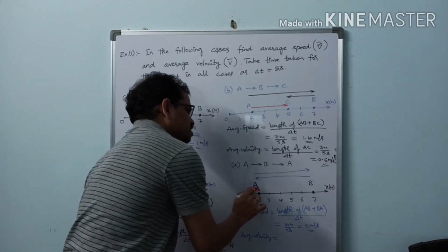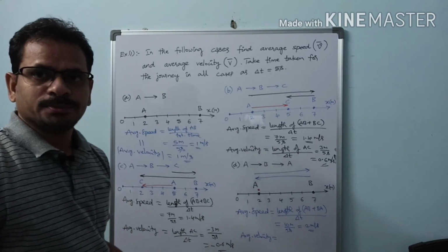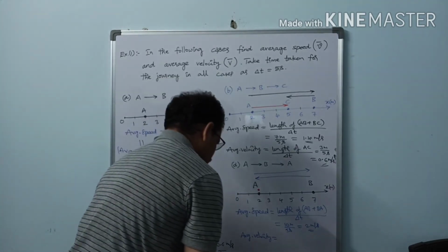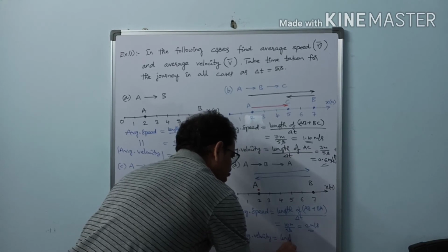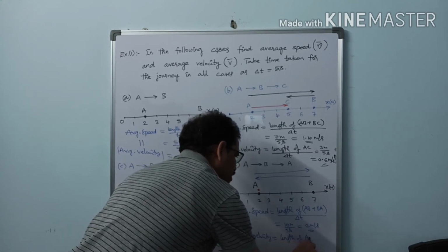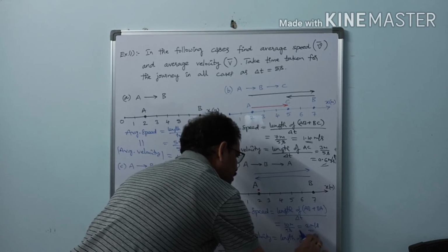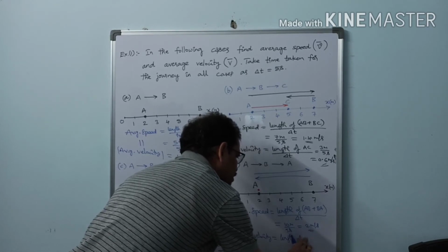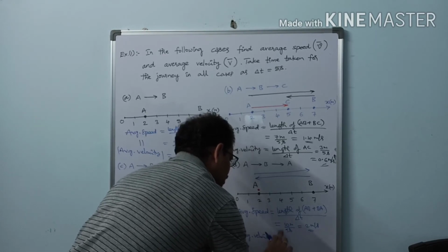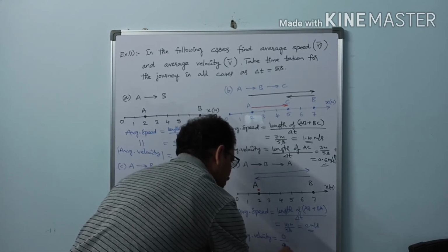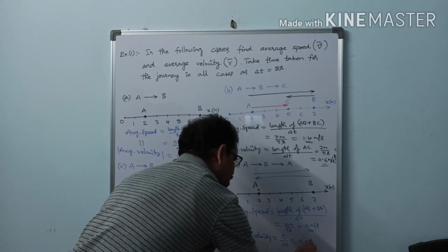So we are left with this dot. What is the length of the dot? 0. So average velocity is equal to length of A to A, so 0 by delta T. Directly 0 by delta T, that is equal to 0 meters per second.